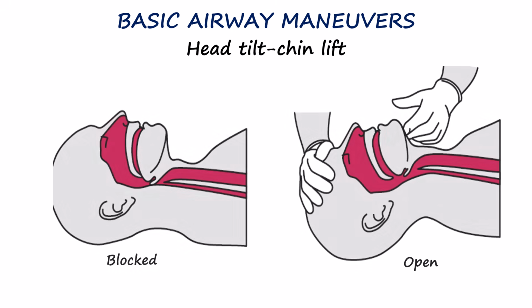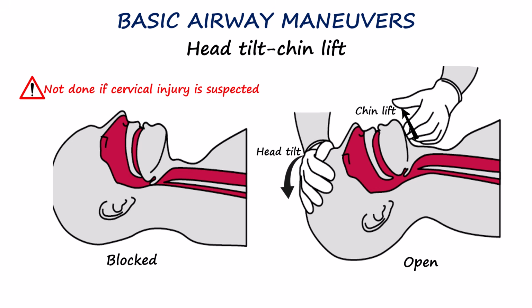The most commonly used maneuver to open the airway is the head tilt, chin lift. To perform this, the rescuer stands at the patient's head and places one hand firmly on the forehead to gently tilt the head backward. The fingers of the other hand are placed under the bony part of the mandible to lift the chin upward. This combined motion of tilting the head and lifting the chin moves the tongue away from the back of the throat, helping to clear the airway. However, this technique should not be performed if a cervical spine injury is suspected.